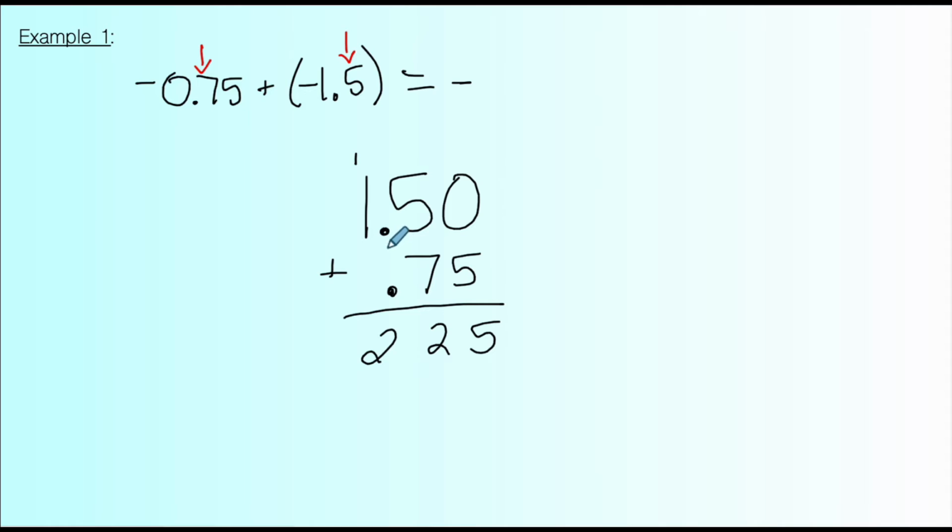And your decimal should just come right down. You should just drop it right down. And that's my final answer: negative 2 and 25 hundredths, negative 2.25.